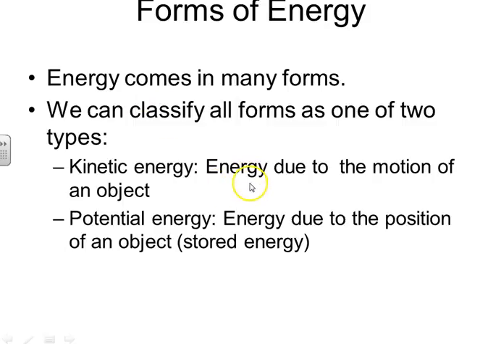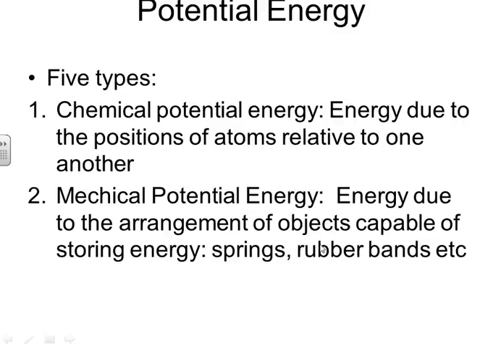Kinetic energy is the energy due to the motion of an object, whereas potential energy is due to the position of an object relative to some other object. We sometimes say that it's stored energy. Potential energy we can further subclassify into multiple types. I'm going to give 5 types today, and some of these are actually related to one another. First is chemical potential energy.